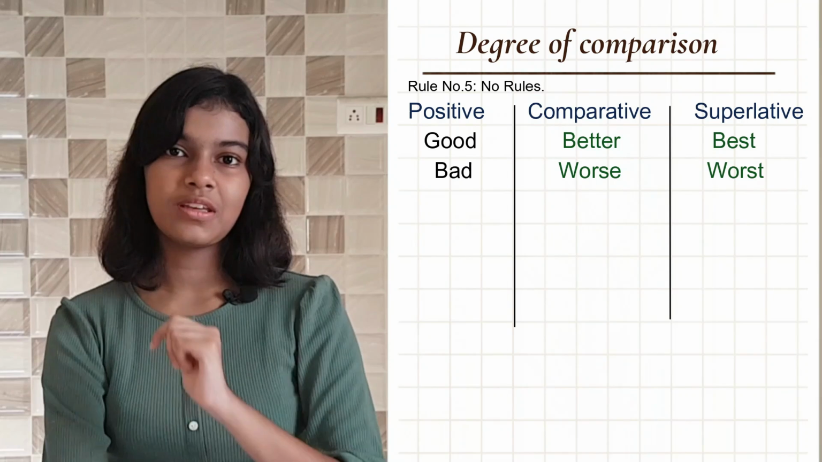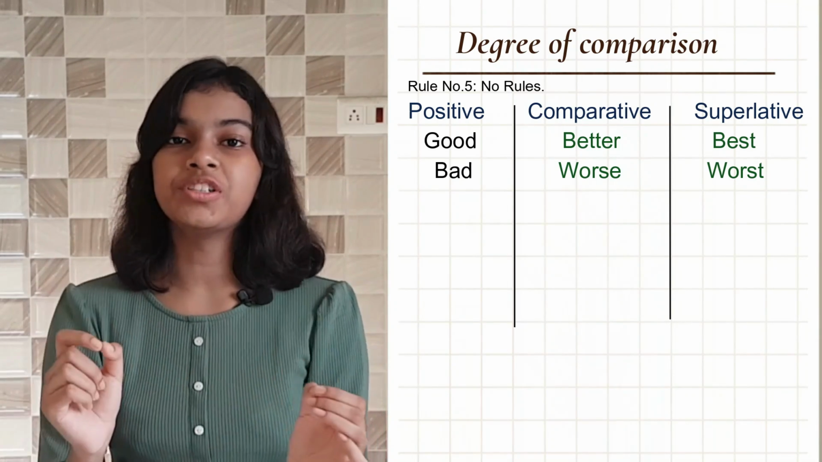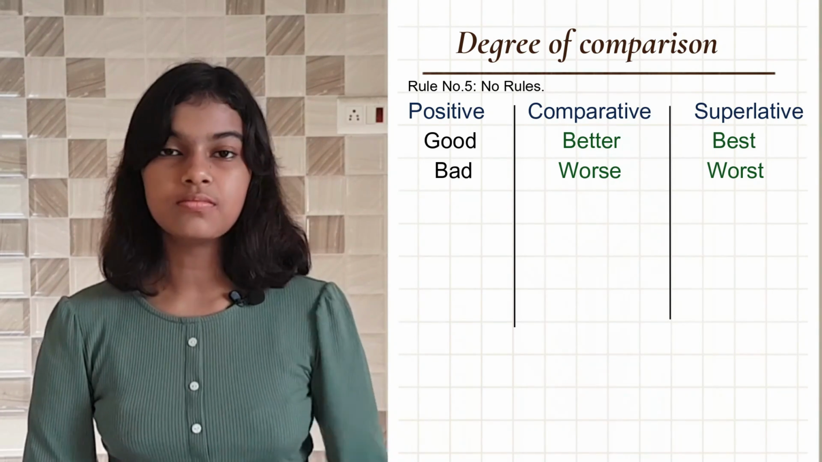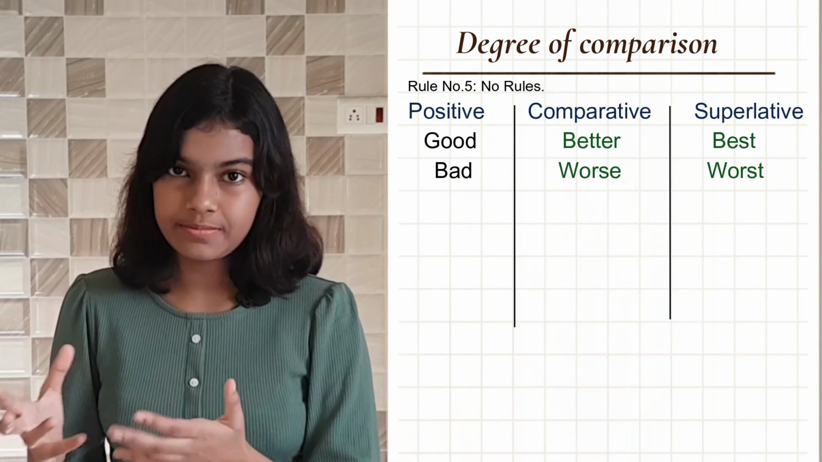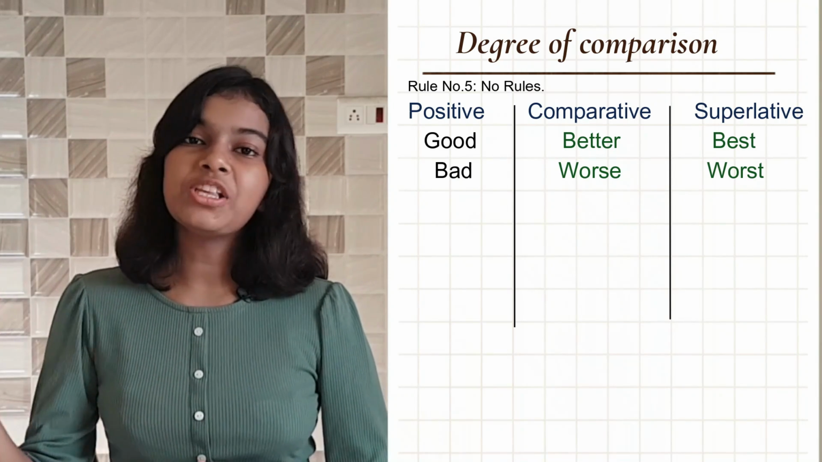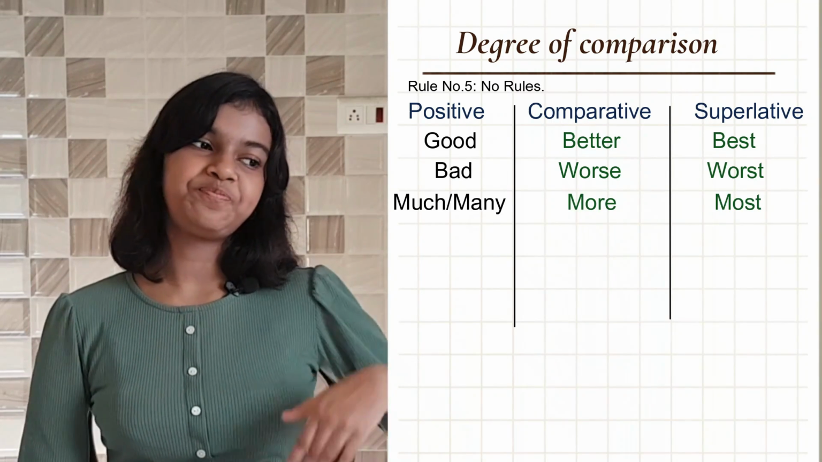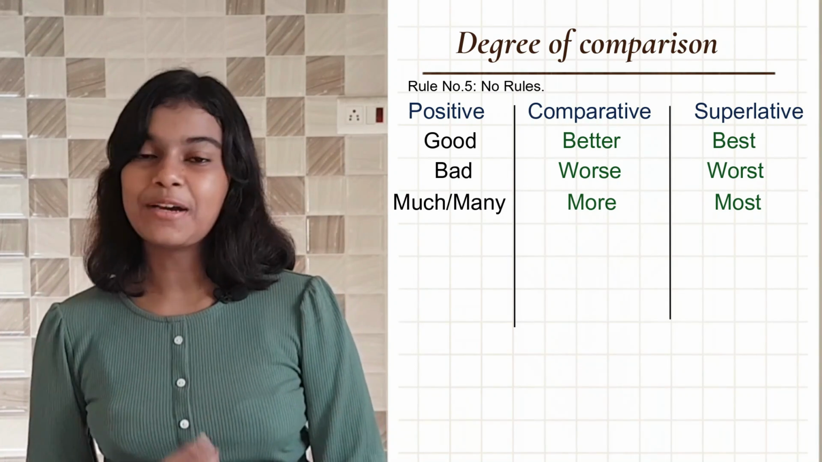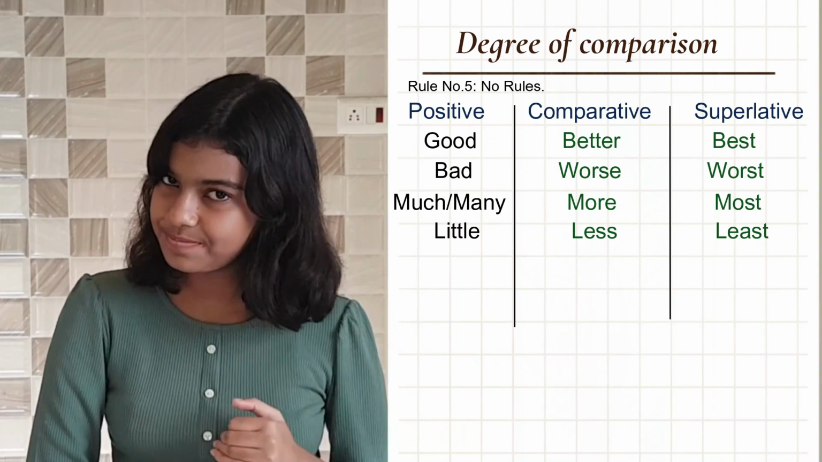Bad as well. Bad, badder? No. It is bad, worse. W-O-R-S-E, worse. And the worst. Bad, worse, the worst. For much or many. Much or many are also adjectives, right? Quantitative adjectives. So for much or many, the comparative form is more and the superlative form is most. For little, the comparative form is less, the superlative form is least, the least.